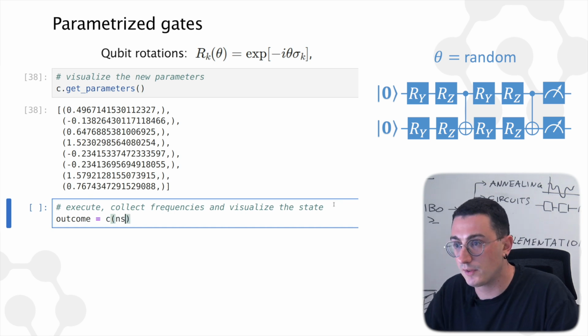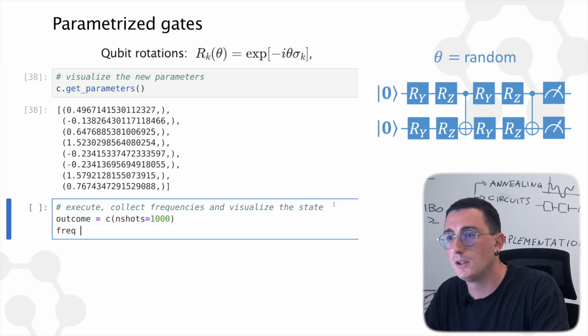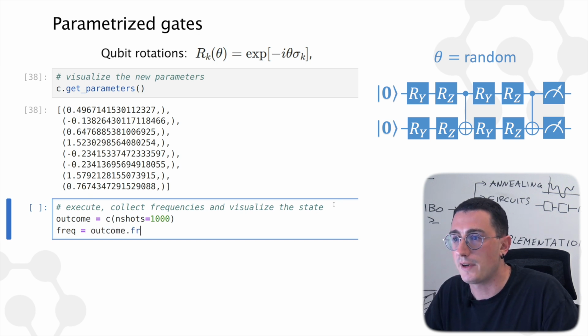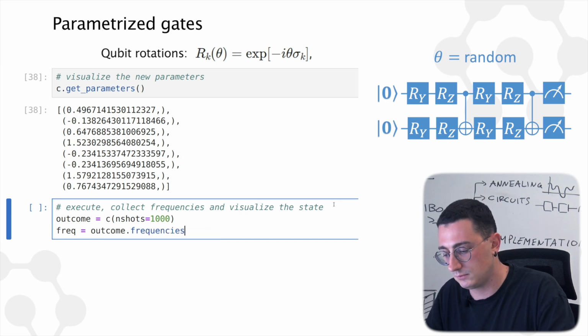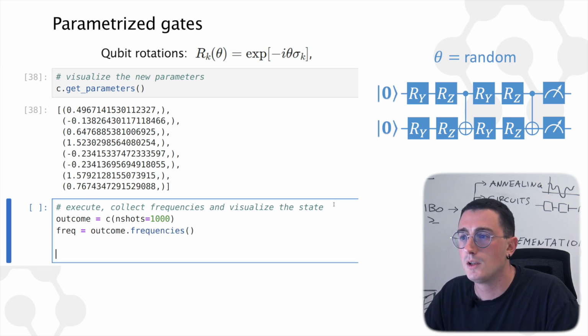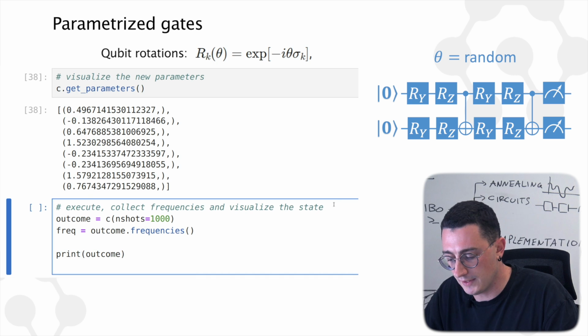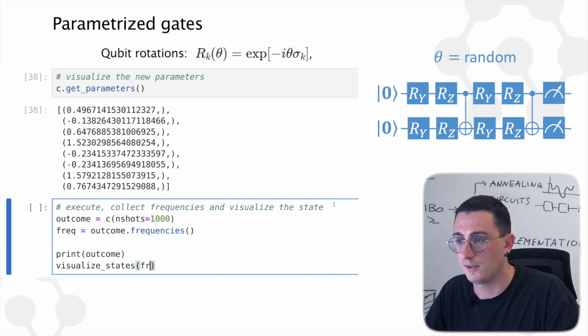We set the number of shots equal to 1000, and then we can collect the frequencies by typing frec equal to outcome.frequencies(), open and close. Perfect. Now we can print the final state, and we can call the visualize state function, providing it with the frequencies.